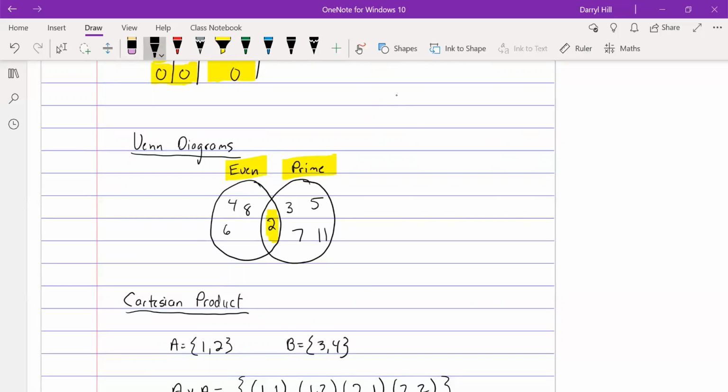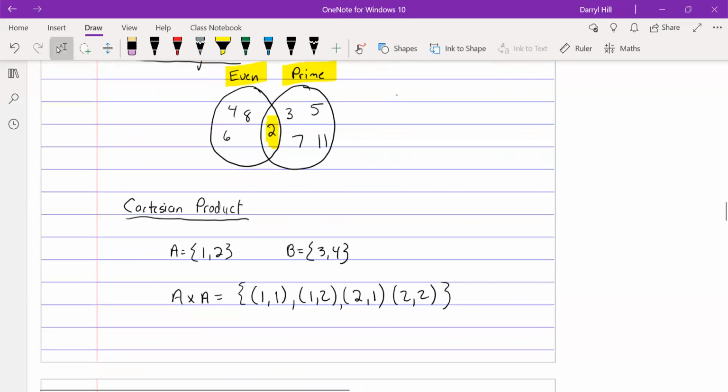Yeah, and then if I took even set difference prime, then I would have all the even numbers except for 2, because 2 is also in the prime numbers.